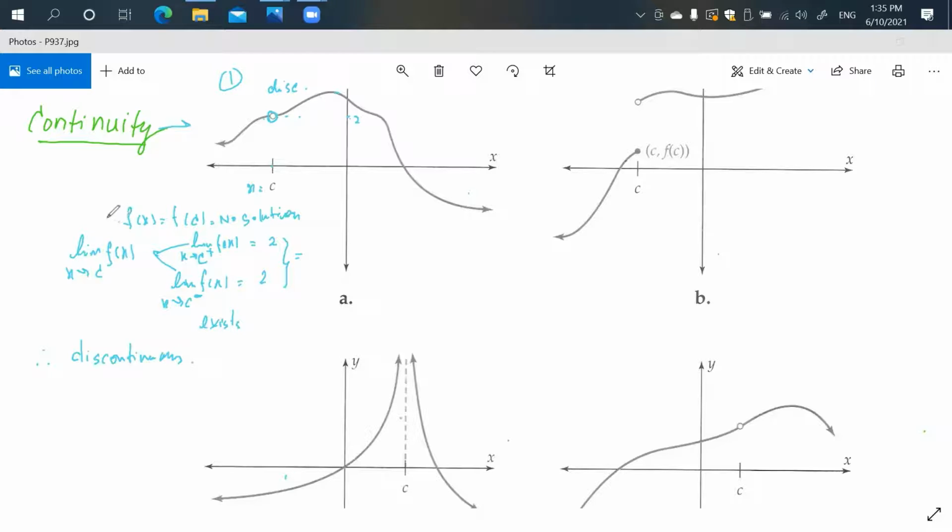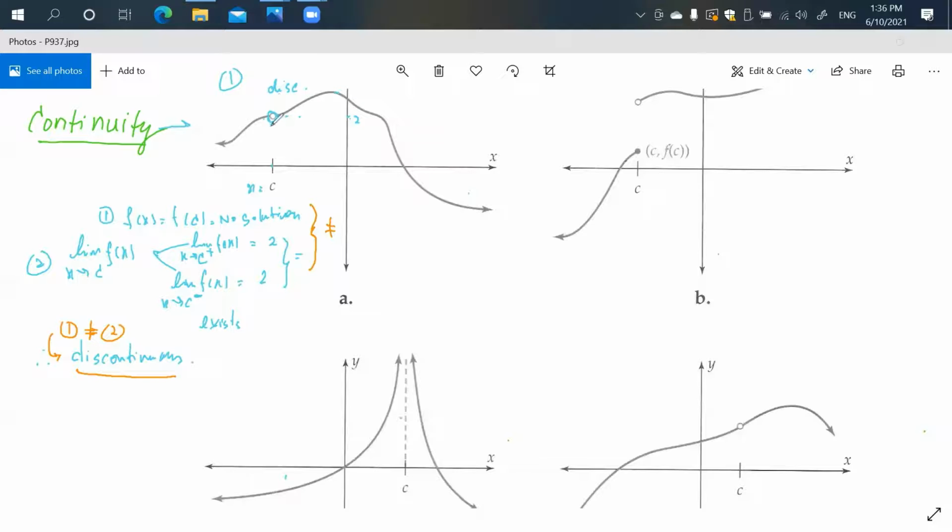Okay, why? Because for the first case, number 1 and number 2 here, these two cases are not equal. That means number 1 is not equal to number 2. So your final answer is discontinuous. Of course, the limit exists, but the function doesn't exist. The limit of f of x is not equal to f of c, so the final conclusion is discontinuous.